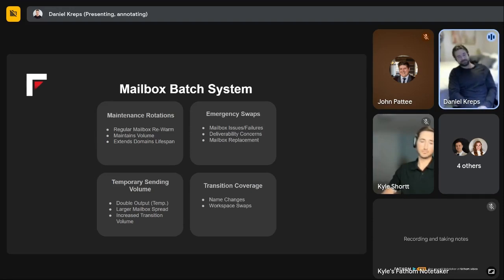Another really useful factor is being able to double the output temporarily. So each batch has a certain sending volume, and using them both is obviously risky, right? Because if we're using them both for 3 months at a time and they both die, now we go from double to zero. We don't want to do that. But if it's the last month for a client, or we're already doing a transition, we can double that volume for that month because the risk isn't that crazy high for a month. Like chances are they're going to be okay.